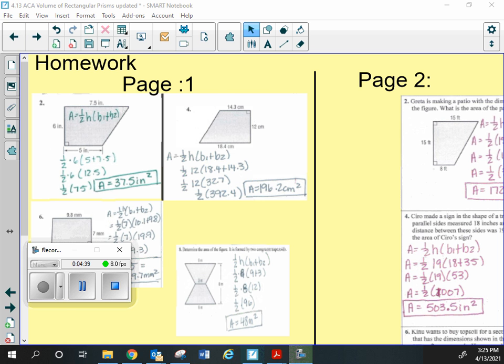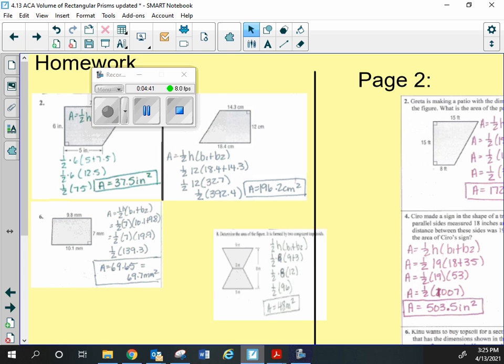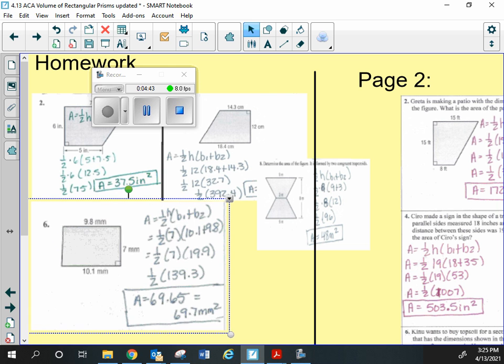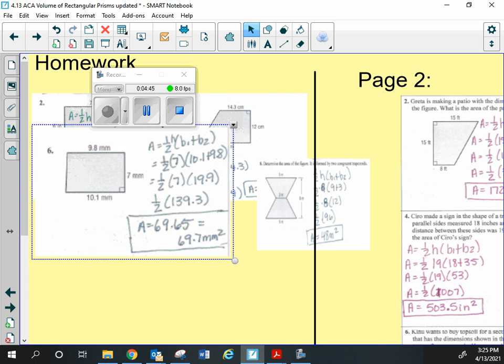Number 6 was pretty deceiving because it looks like what shape? Not a square. It looks like a rectangle. But what's the hint that tells me it's not? The 2 bases, are those the same length? No. So that's what it's assuming. The work is there, but I'm going to work it from the start.